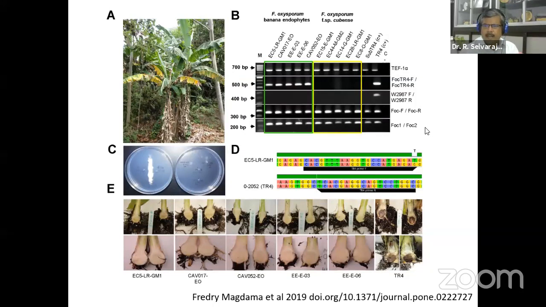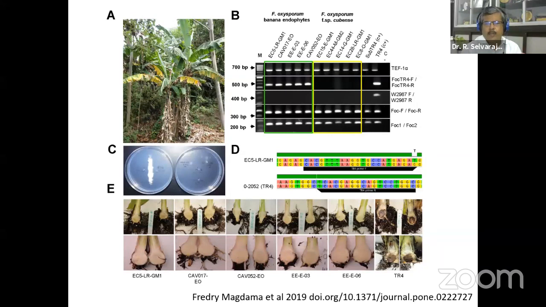So they tested all 4 primers, all published by different people, and they found only one, this W2987F, W2987R, that could detect only the tropical race 4. So this is very challenging. A big challenge is ahead in developing this.